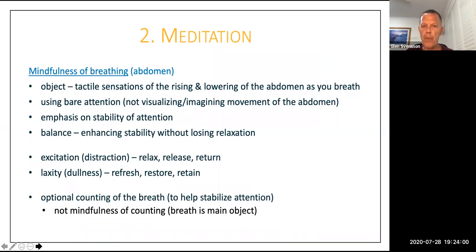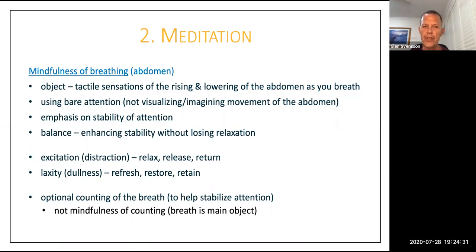So let's go back to the meditation we started last session. That's the mindfulness of breathing, focusing at the abdomen. So the object, remember here, is the tactile sensations of the rising and lowering of the abdomen. Again, we're using bare attention, directly observing those sensations. So we're not visualizing the breath, we're not imagining the movement of the abdomen, we're focusing on the actual tactile sensations of the rising and lowering of the abdomen.